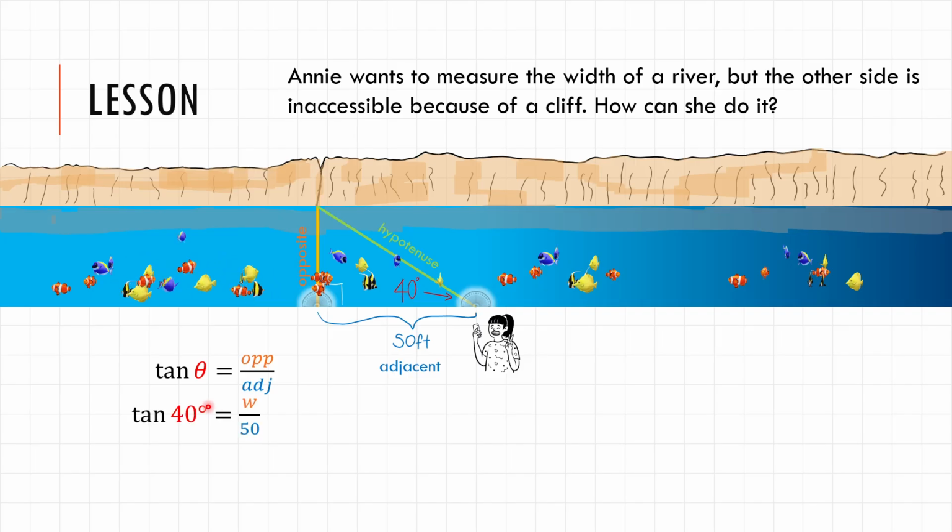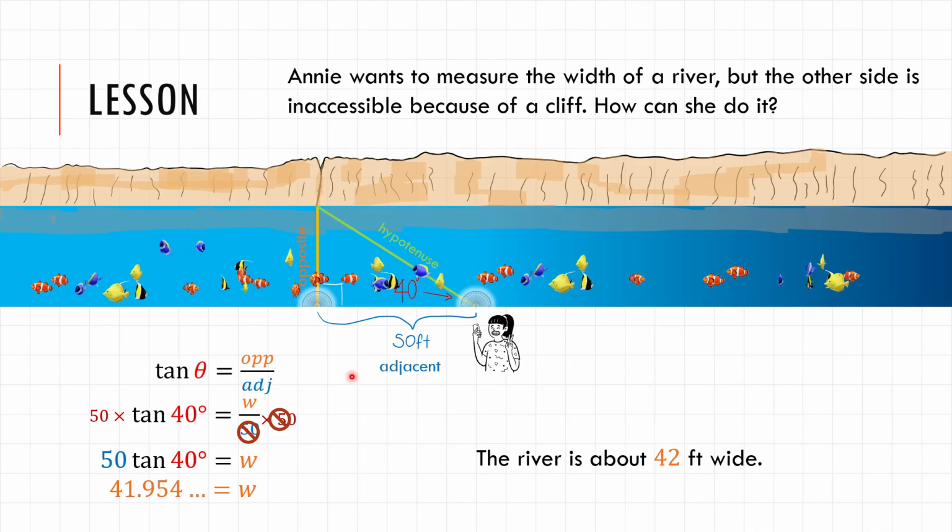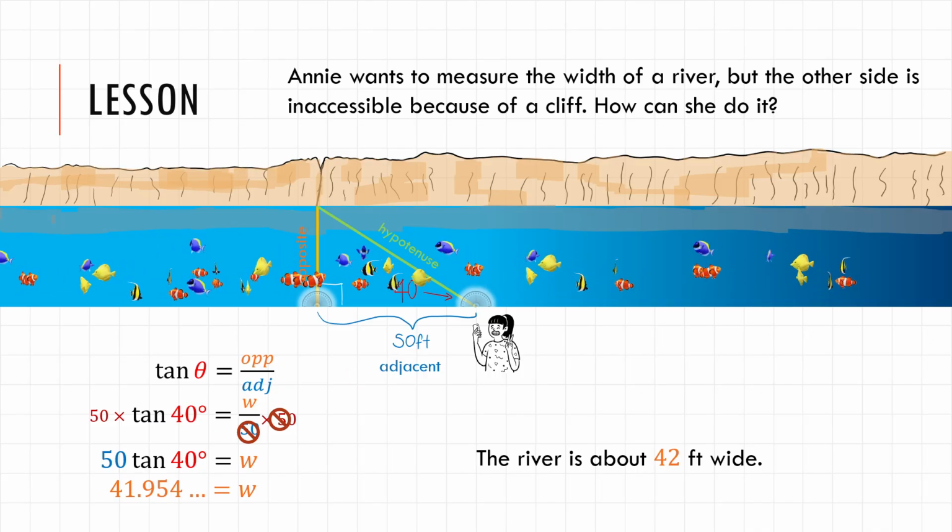So tan of 40 degrees is equal to the width of the river divided by the adjacent side, which is 50 feet. And if I want to isolate W, I just multiply both sides by 50. And that tells me that the river is about 42.5 feet wide.